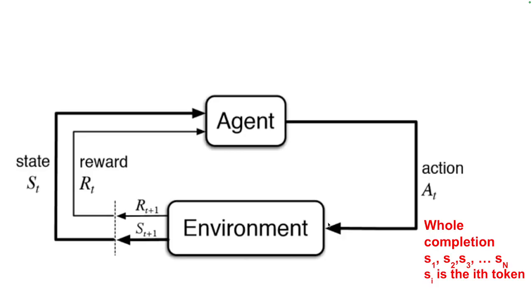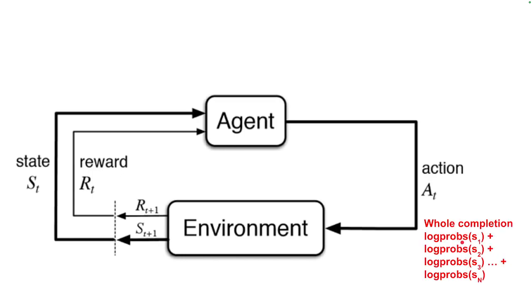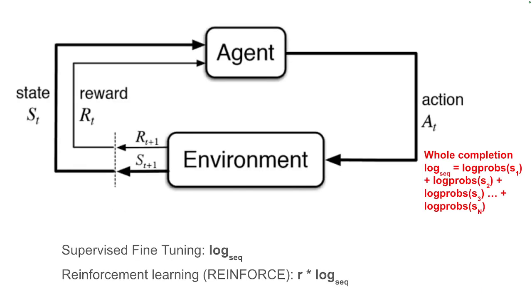Now let's see in the traditional RL setup how this plays out. You have the agent and you take the action, and this action, as I said, is a set of tokens S1 till Sn, and Si is the ith token. Now the whole completion action space is the log of the probability of the first token, second token, third token, and so on. And when we combine it, we say it's the action for the entire completion, and that is what goes in as the action for reinforcement learning for language models.